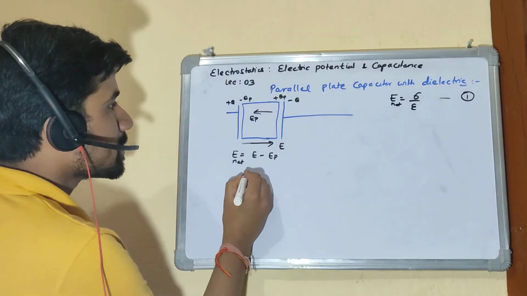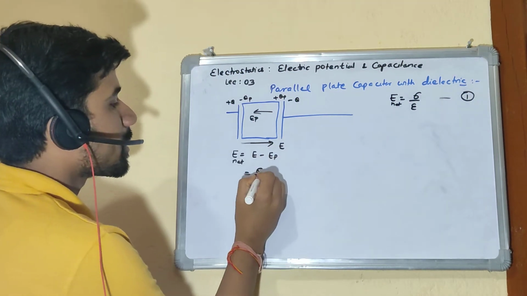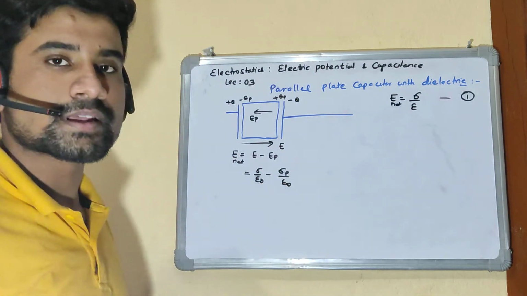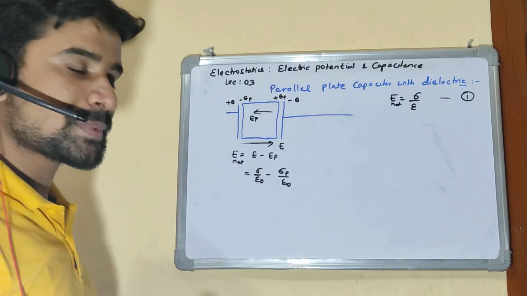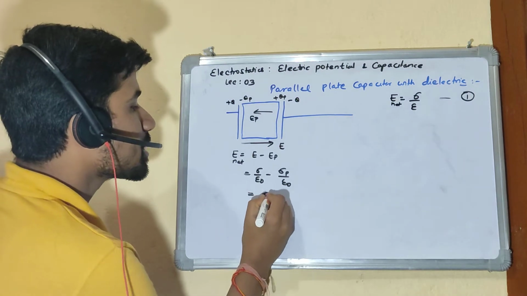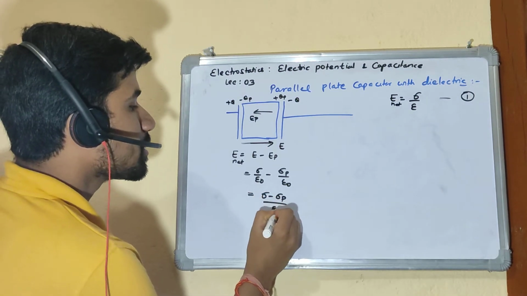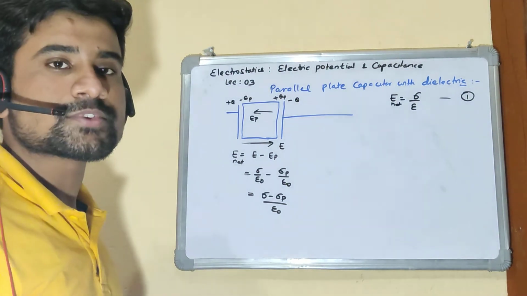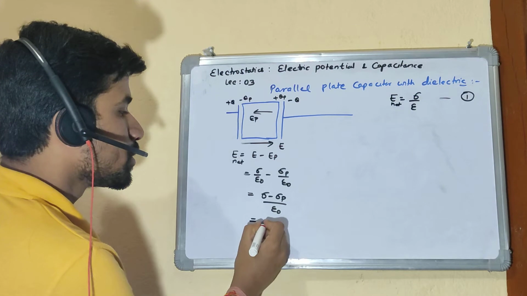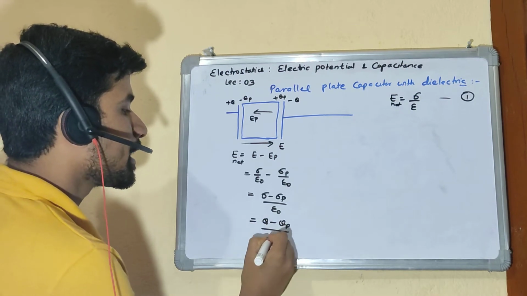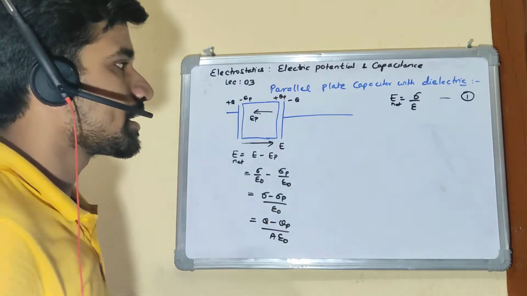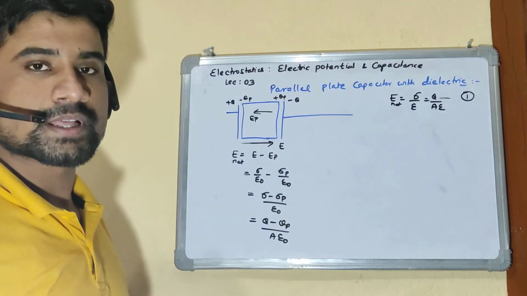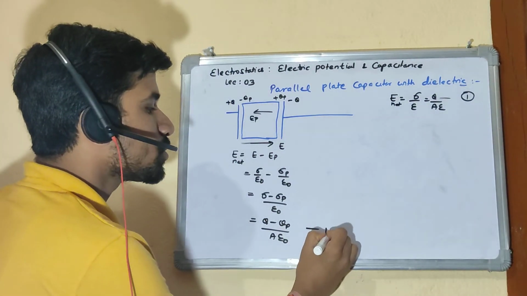So again, applying the same expression, this becomes sigma by epsilon naught and this becomes sigma P by epsilon naught, and net electric field becomes sigma minus sigma P by epsilon naught, right? We can also write it in terms of charge. This becomes Q minus QP by A epsilon naught, and this becomes Q by A epsilon, right, in terms of charge. So let's say this is my equation 2.